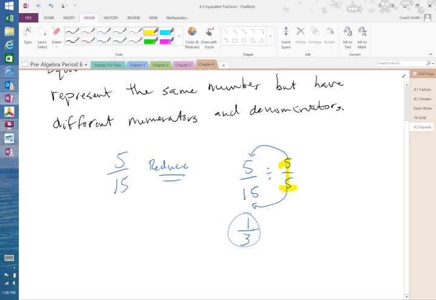Okay, now, anytime we reduce by a fraction that is equal to 1, 5 over 5 is equal to 1. Okay, so that's one way that we can create an equivalent fraction, is by reducing. Okay.